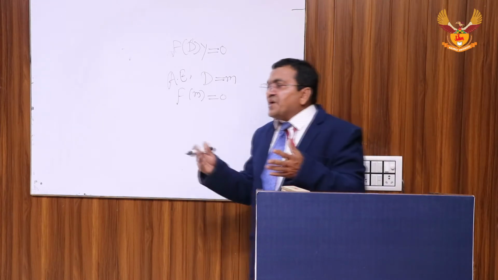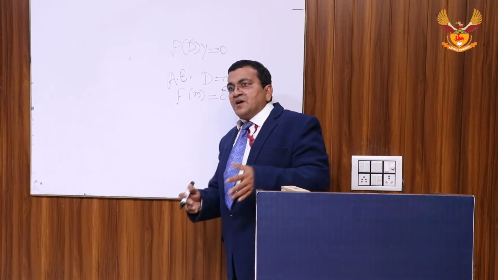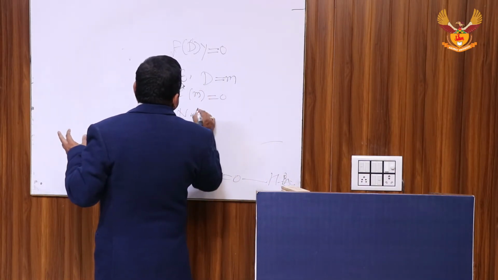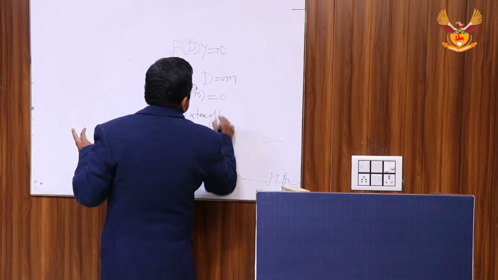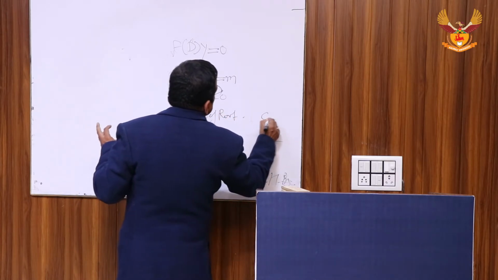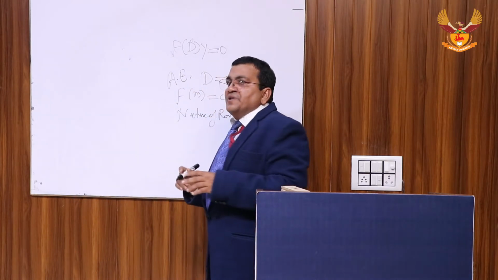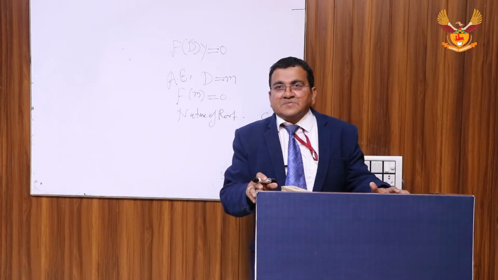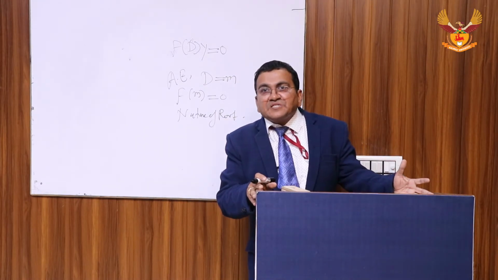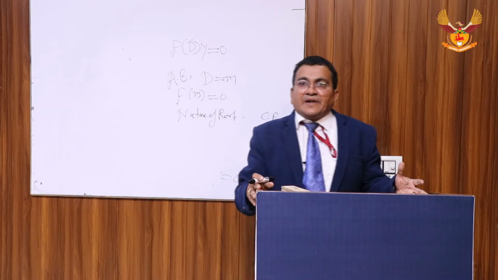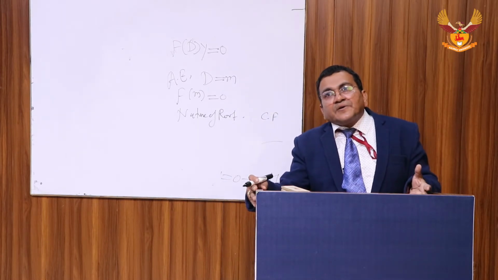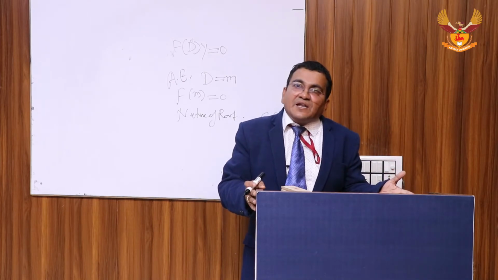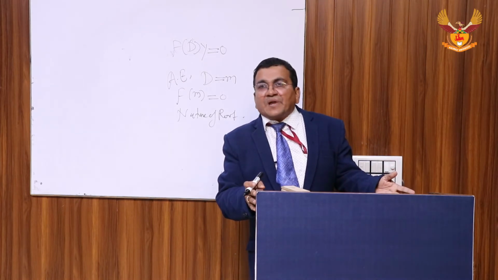Then what is the nature of the roots and the complementary function? The nature of roots may be of 5 types in general. They may be real and distinct, real and repeated, real with 3 roots equal, complex roots, or repeated complex roots.